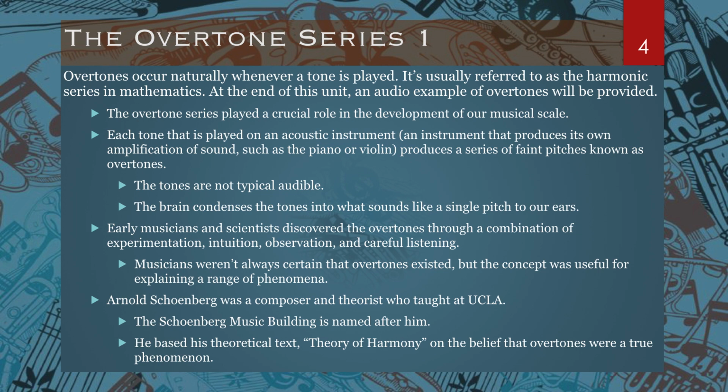So the overtone series occurs naturally whenever a tone is played. So if you go to the piano and you pick any pitch, you're not just hearing the pitch that is being played, you're actually hearing a combination of several pitches above that the ear then condenses into one single tone that we recognize as being C4 or D4, whatever pitch you happen to play on the piano. In mathematics and physics, they usually refer to this concept of the overtone series as the harmonic series. And as I said at the end of the unit, an audio example of overtones will be provided.